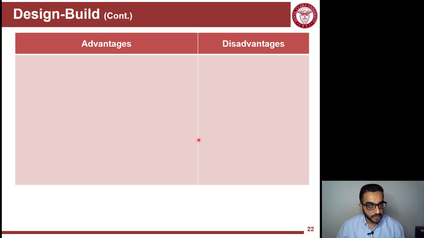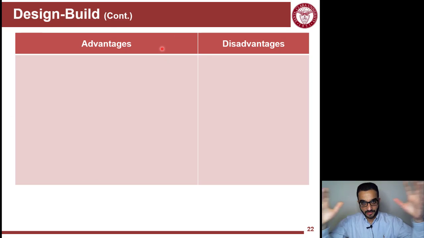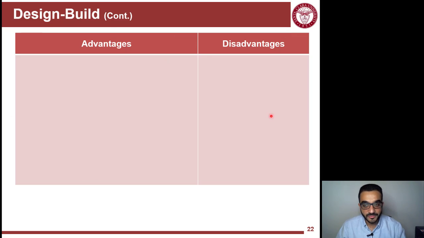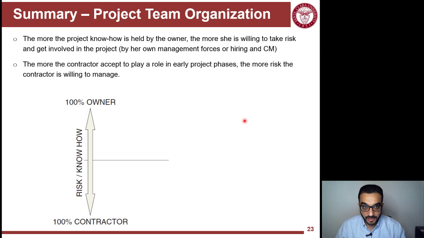Again, pause here a little. Think about design build. What are the good things and bad things? You can see that this good side here is kind of a little larger than the negative side. So that's a hint of what's going on here. And the last thing also you need to think about at the end of this video is which one of these delivery methods is more risky?